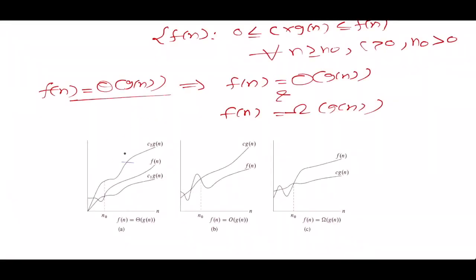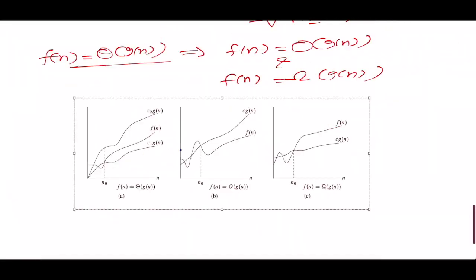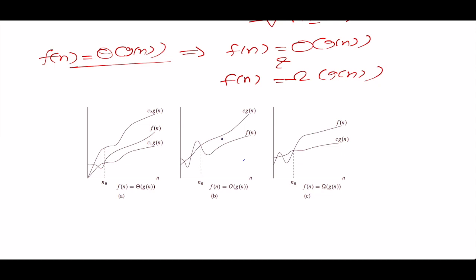Okay, so here are the graphs for all the three we have discussed. This is for theta. As we discussed, you see f of n is the tightest bound with g of n after n naught, correct? So we have constants c1 and c2. And this is big O. After n naught, g of n is asymptotically growing faster than f of n, right? And also omega. Omega is also obvious, right? After n naught, g of n is asymptotically growing slower than f of n.